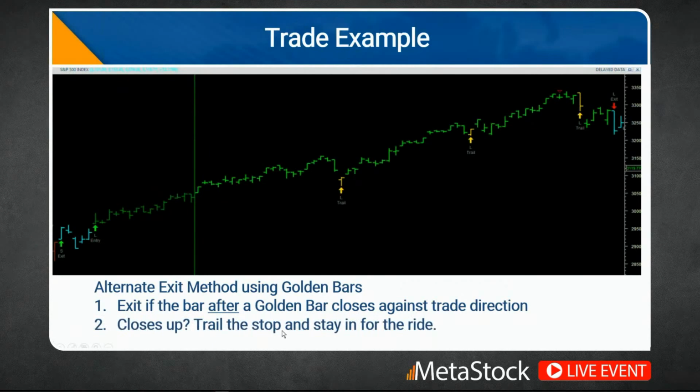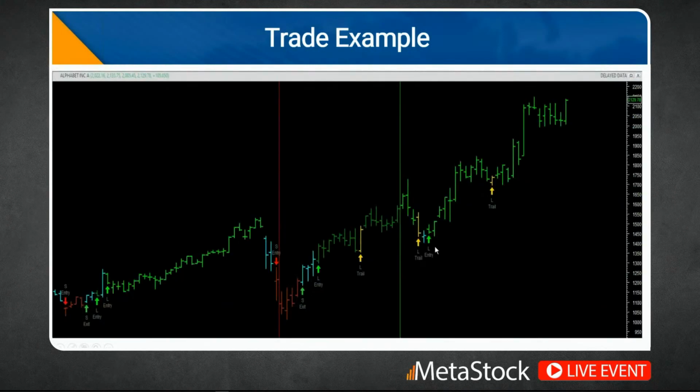So when it closes up, we trail the stop, lock in the gains, stay in for the ride, trail the stop, lock in the gains, trail the stop, and either get taken out on the move lower or by the fact that it closed lower than it opened. Pretty simple. It is like a GPS.